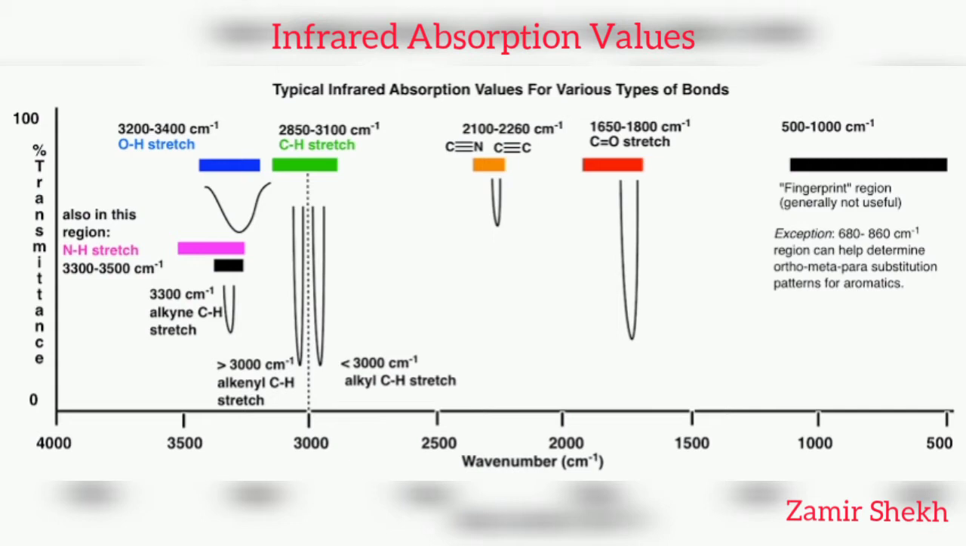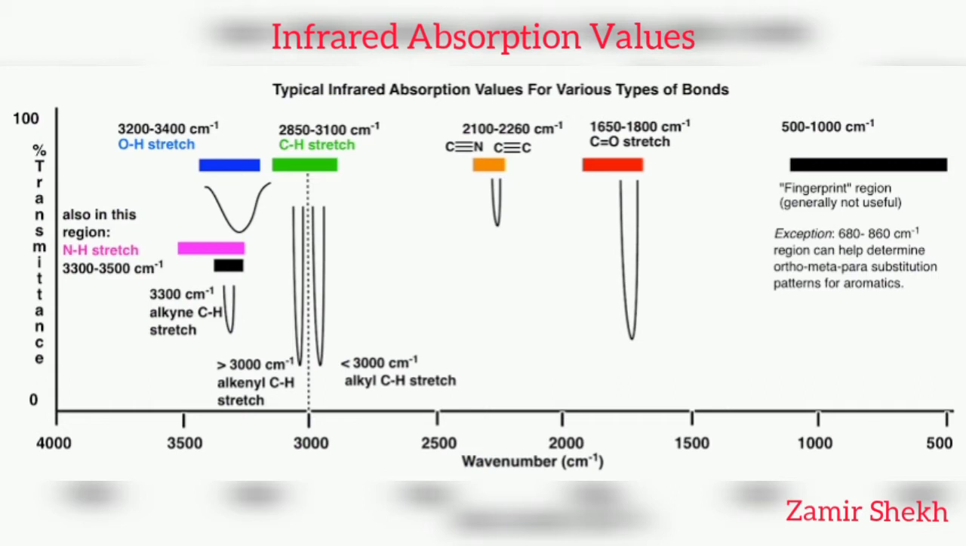Now look at the left side, and from the left to the right, the frequency goes from higher toward lower. Okay, so we will start from your fingerprint region, that is the right side of the spectrum, 500 to 1000 per centimeter, which is called the fingerprint region. And generally it is not useful, but there are some substituted systems, for example aromatic systems, in which it is very useful to identify the fingerprint. Okay, so the type of substitution on an aromatic ring can be identified with the help of this fingerprint.